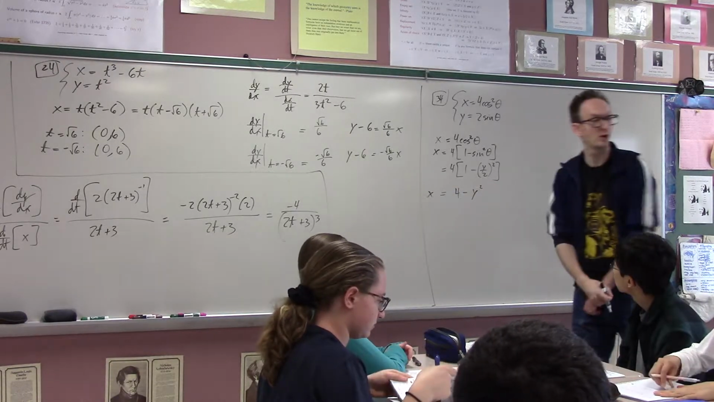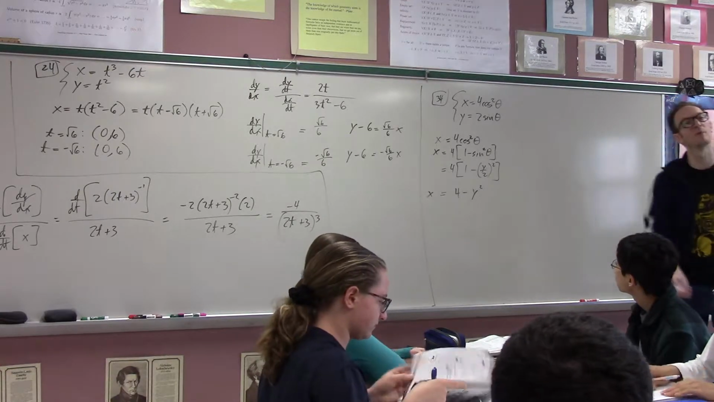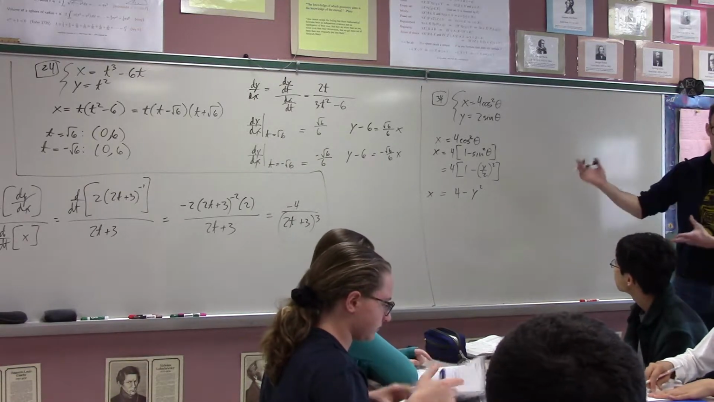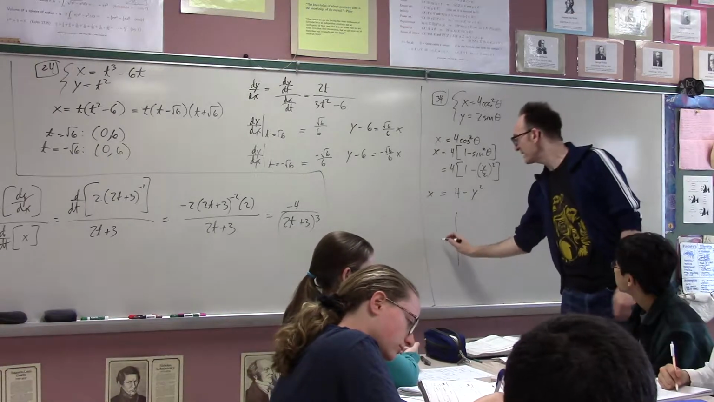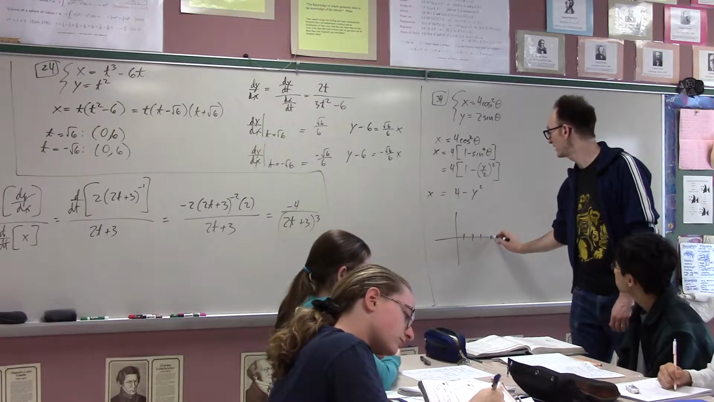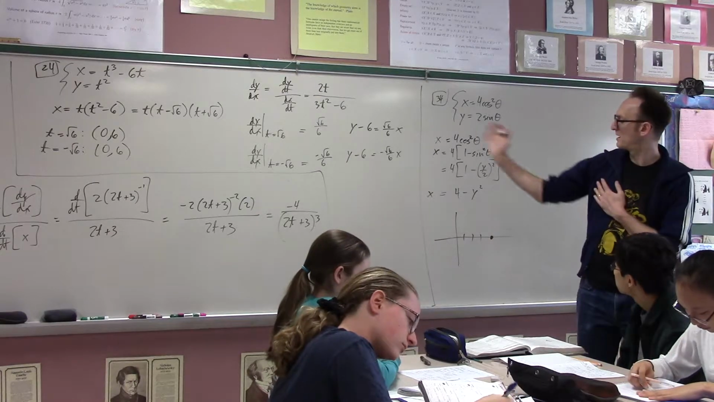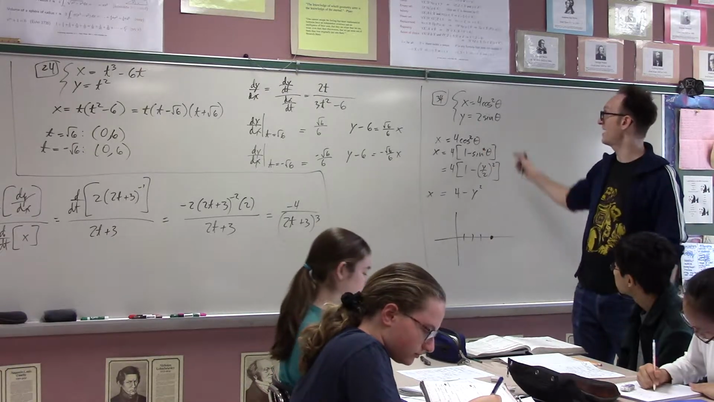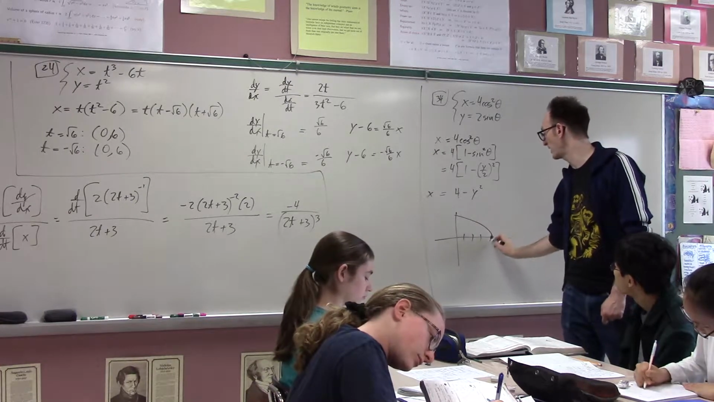So actually, when you eliminate the parameter, which you were not asked to do for this problem, specifically, it's the sideways parabola with vertex 4, opening left. And by the way, x is always positive, so this is like a truncated parabola.